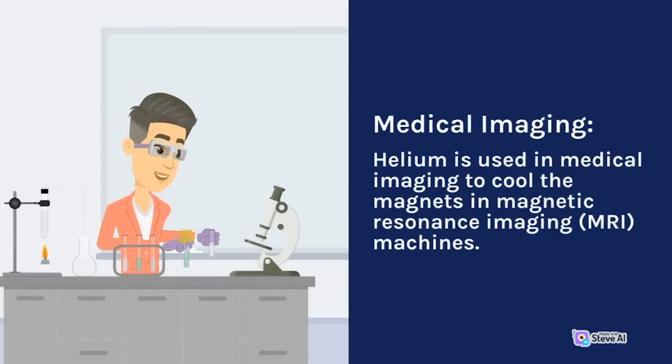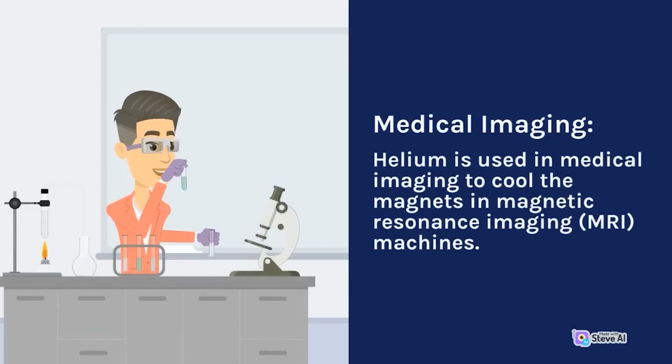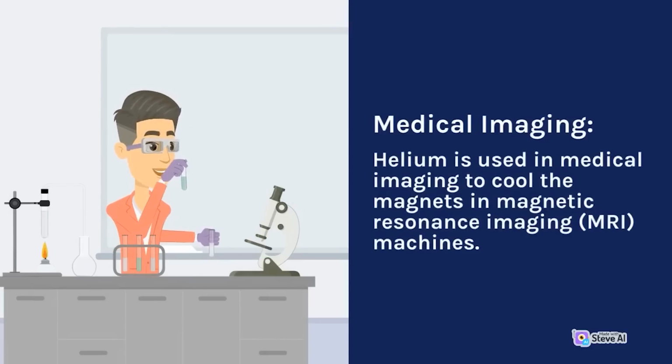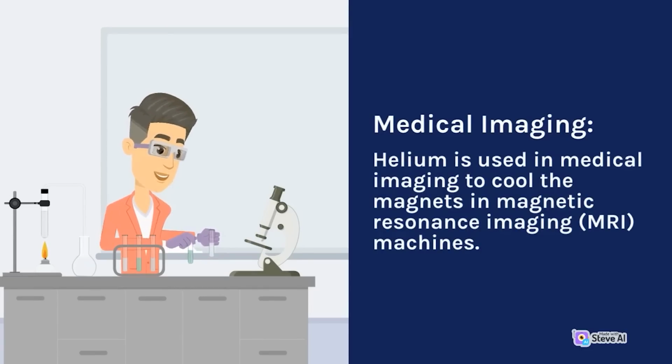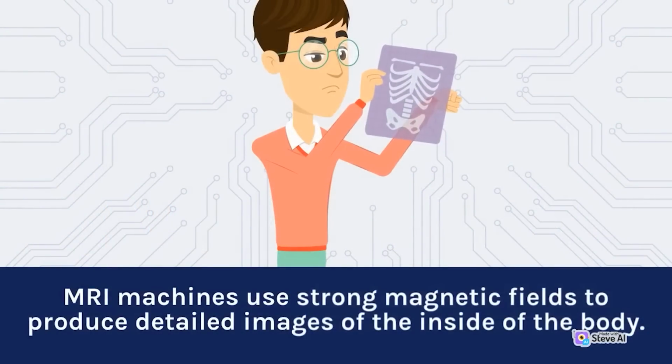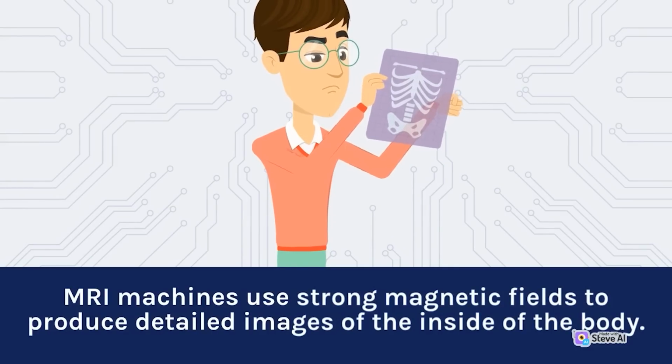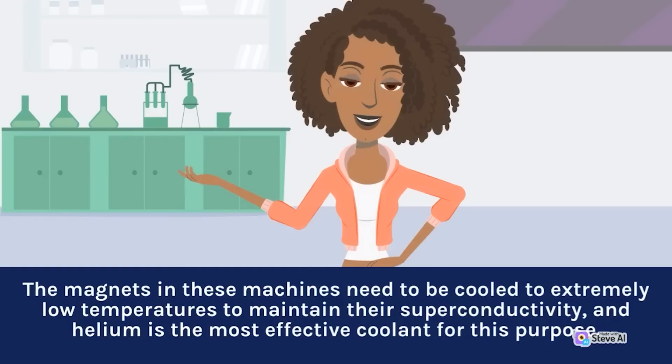Medical imaging. Helium is used in medical imaging to cool the magnets in magnetic resonance imaging, MRI, machines. MRI machines use strong magnetic fields to produce detailed images of the inside of the body. The magnets in these machines need to be cooled to extremely low temperatures to maintain their superconductivity, and helium is the most effective coolant for this purpose.